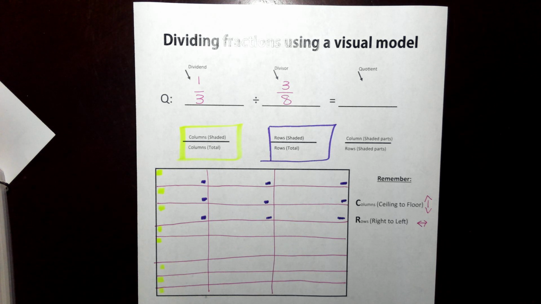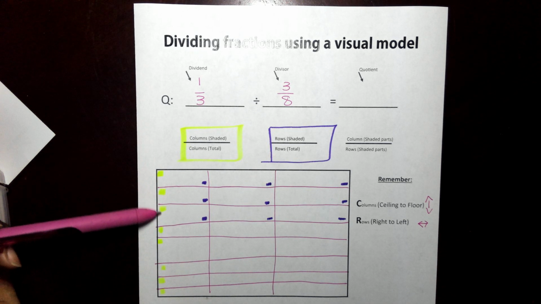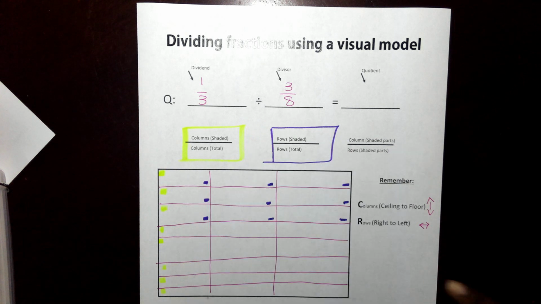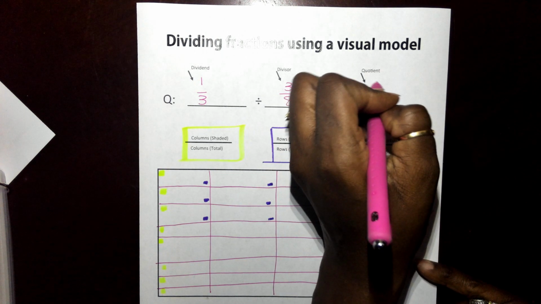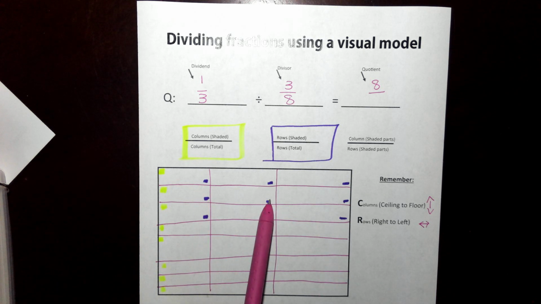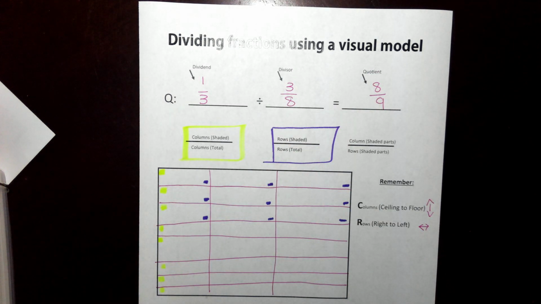All right, and now I'm going to count how many parts have been shaded inside of my columns. 1, 2, 3, 4, 5, 6, 7, 8, so that I can put my columns as the numerator. Here's 8. And then my rows will be 1, 2, 3 times 3. Okay, so that's a total of 9. So 1, 2, 3, 4, 5, 6, 7, 8, 9. So my answer should be 8/9.